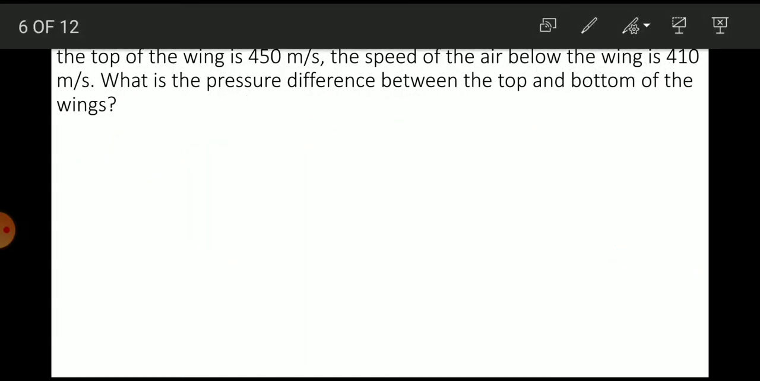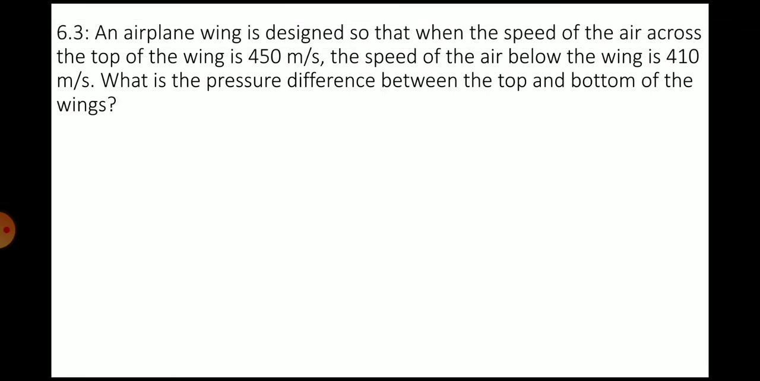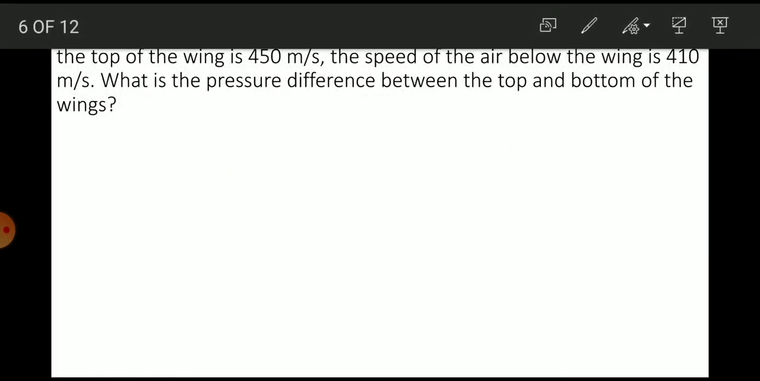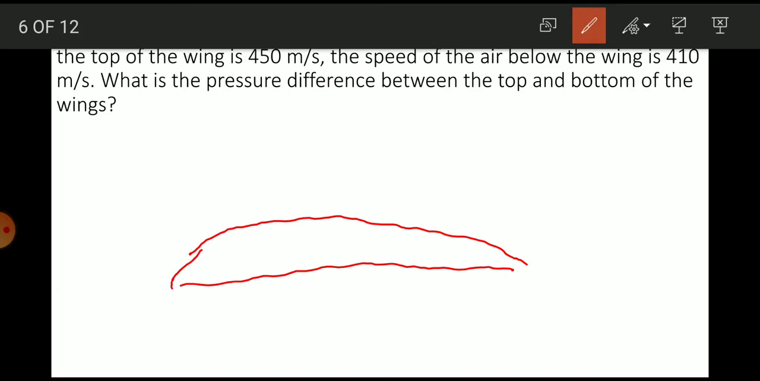Now 3. An aeroplane wing is designed so that when the speed of the air across the top of the wing is 450 meter per second... Let's say you will plot a simple diagram so that it will become easy for you. Plot a diagram like this. Let's say this is some portion of the aeroplane. So speed of the air at the top of the wing is 450 meter per second.